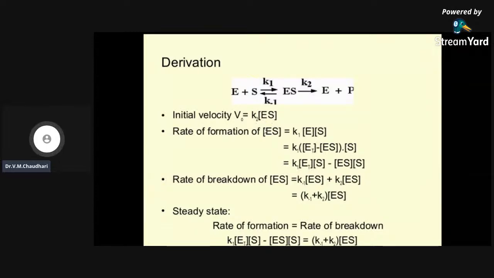Michaelis Mentenने जी थेअरी दिली त्याच्यानुसार हे K2ES हे दिले गेलेले आहे. हे काय आपण कोणी त्याला डिफाईन करत नाहीये. नाउ रेट ऑफ फॉर्मेशन ऑफ ES. रेट ऑफ फॉर्मेशन ऑफ ES कसं होते, तर K1 कॉन्सन्ट्रेशन ऑफ E इंटू कॉन्सन्ट्रेशन ऑफ S. दॅट इज काय, आपण रेट कॉन्स्टंट हे कंबाईन केले, रेट कॉन्स्टंट दॅट इज K1 इंटू कॉन्सन्ट्रेशन ऑफ E इंटू कॉन्सन्ट्रेशन ऑफ S. नाउ K1 E इंटू S. ओके, हे रेट ऑफ फॉर्मेशन ऑफ ES.